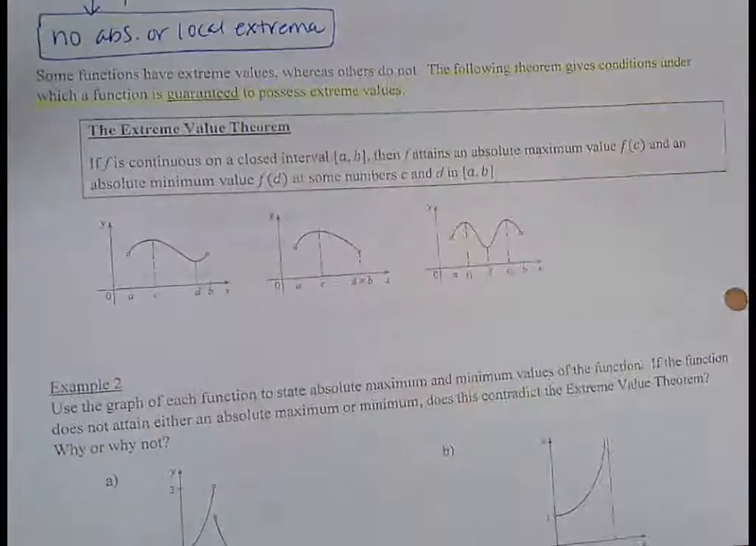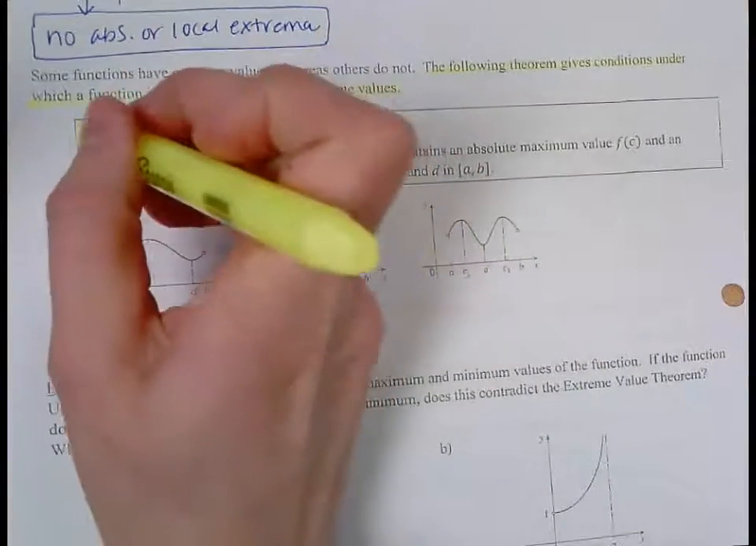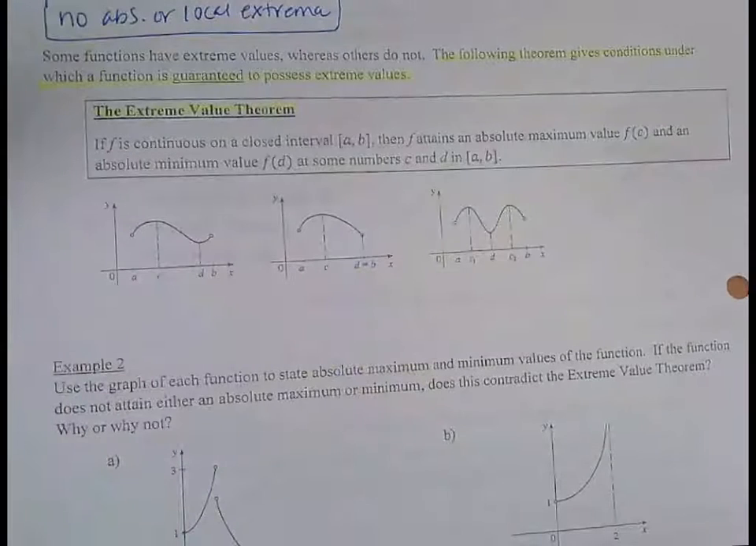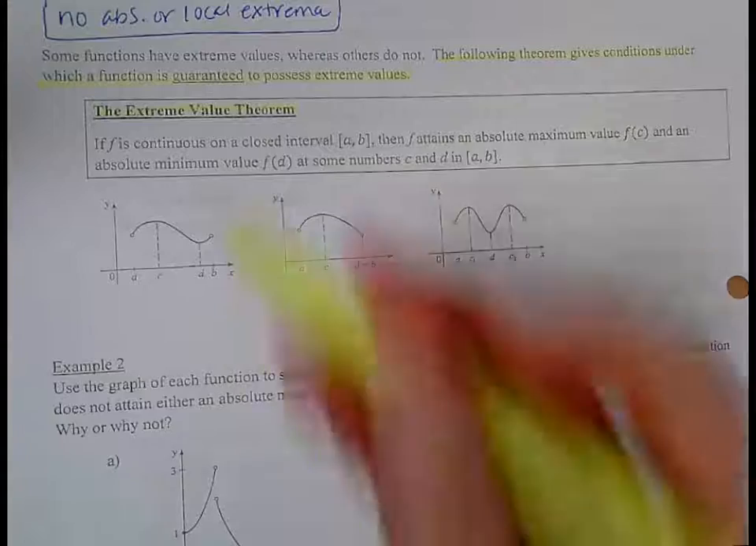So how to know if a function is guaranteed to have extreme values? The extreme value theorem states, if f is continuous on a closed interval from a to b, then f attains an absolute maximum value, f of c, and an absolute minimum value, f of d, at some numbers, c and d, in the interval from a to b.